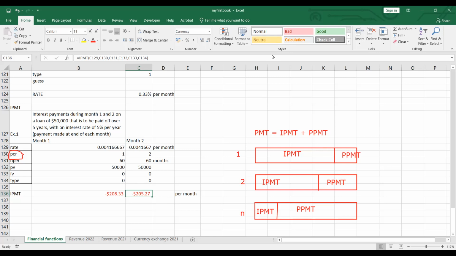Let's see, I write it down in this box. The first month is $208.33, sorry.